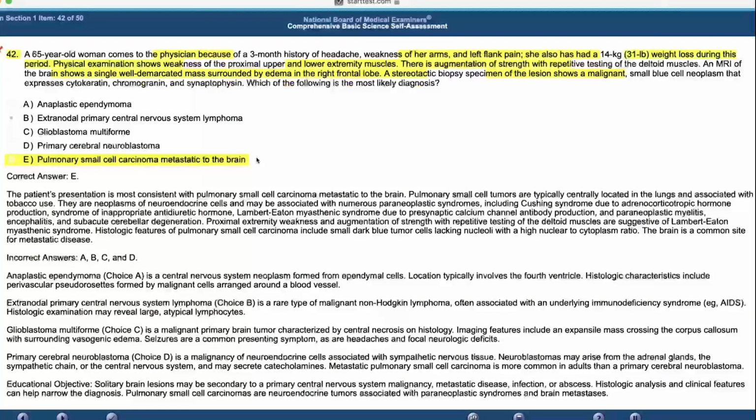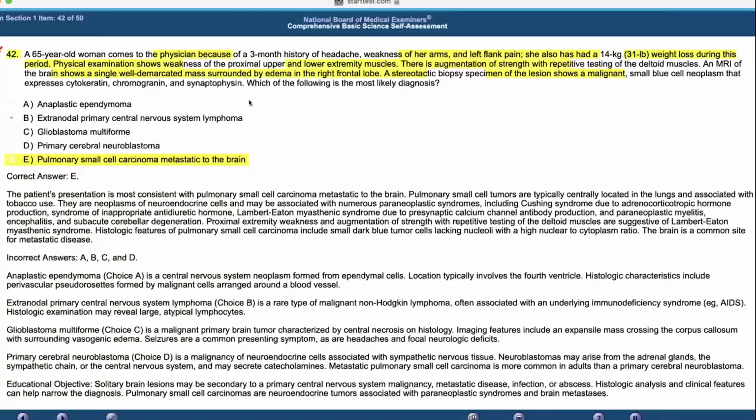What is the most specific piece of information in this question? I mean, it also talks about expressing cytokeratin, chromogranin, and synaptophysin. Yeah, I would say the biopsy. Any kind of cancer question that you're doing, the biopsy is going to be the most specific. But sometimes if you don't know the histology, then you're stuck with the rest of the stuff, which might not be as helpful.